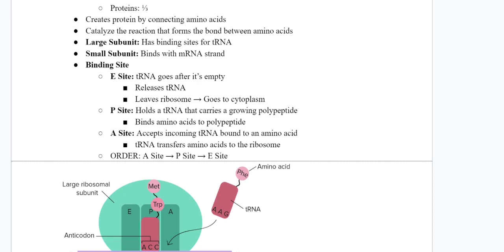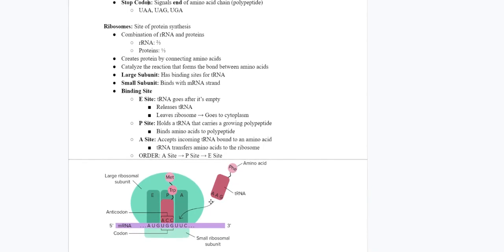Yes. It catalyzes a reaction that forms a bond between amino acids. So it speeds up the reaction, and it causes the bond to be formed between amino acids in order to make that chain. So there are two parts of the ribosome. There's a large subunit and a small subunit. Now, obviously, the large subunit is the bigger one. It's large. So the one on top over here, it looks like a mushroom, right? The top part is the large subunit, while the bottom part here is the small subunit.